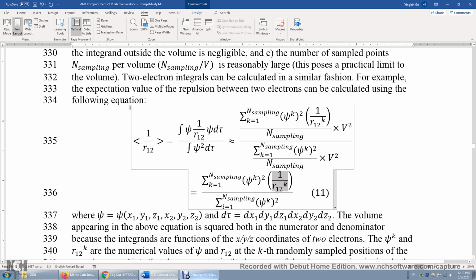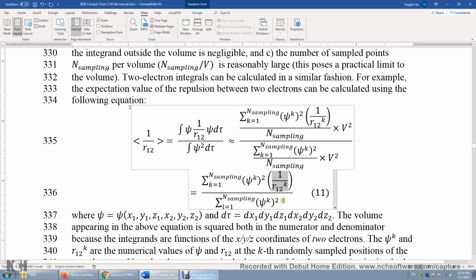That's the repulsion. So this part is the repulsion. This part is the probability density. And then you sum it up, and then divide the sum by the sum of this probability density only. So simply put, you can just imagine this part and this part cancel, and then you get this part. So really, this part is the probability. This part is the physical observable we're interested in.